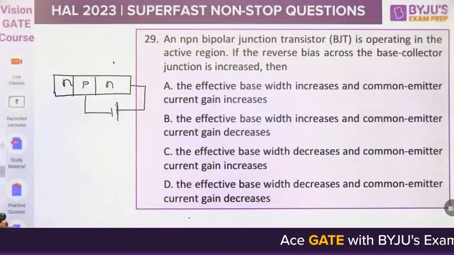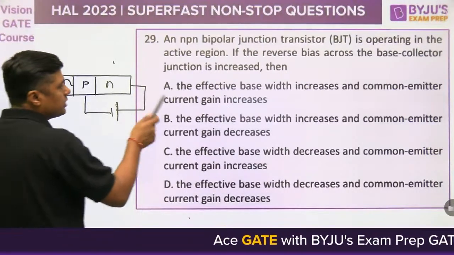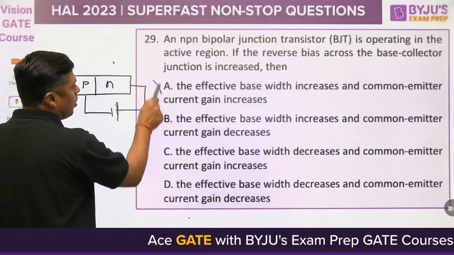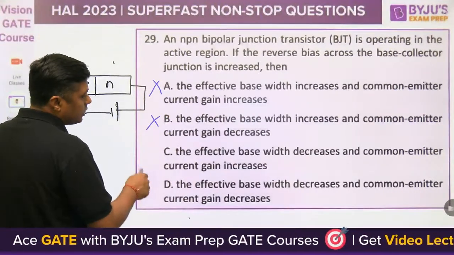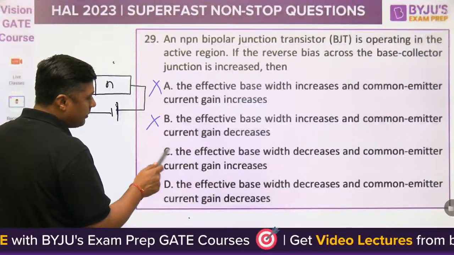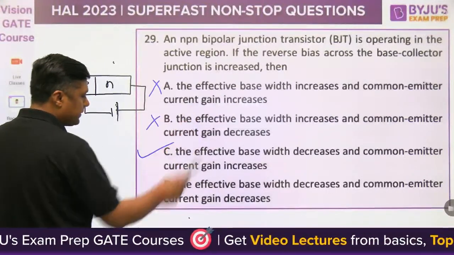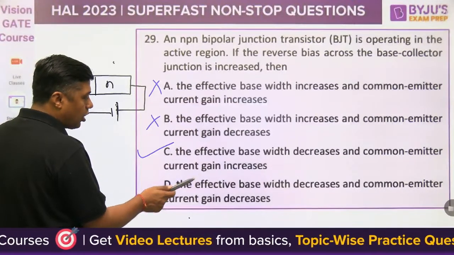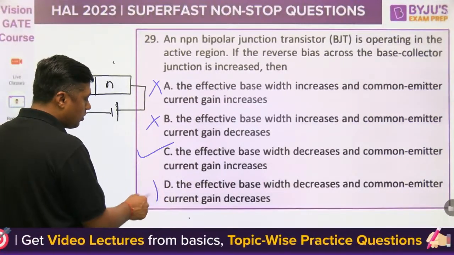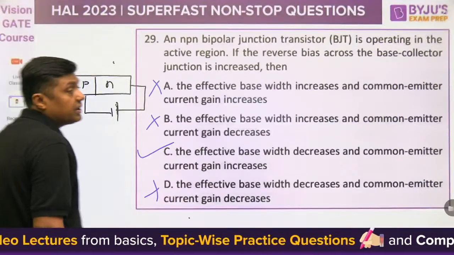Now which answer is correct? Effective base width, where recombination occurs, increases. Wrong. Effective base width decreases and common emitter current gain increases. Right. Effective base width decreases and the common emitter current gain decreases. Wrong. So the answer for this question is C.